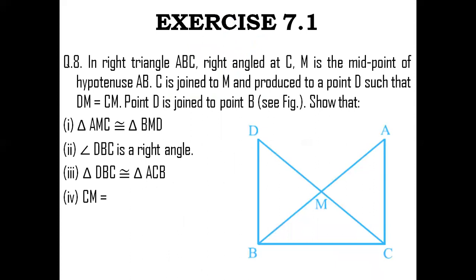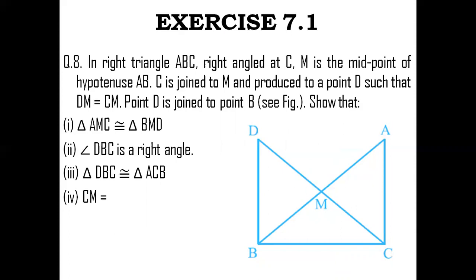Exercise 7.1, question number 8. In right angle triangle ABC, right angled at C. So please mention that C is right angled. M is the midpoint of hypotenuse AB. That means AM is equal to BM.